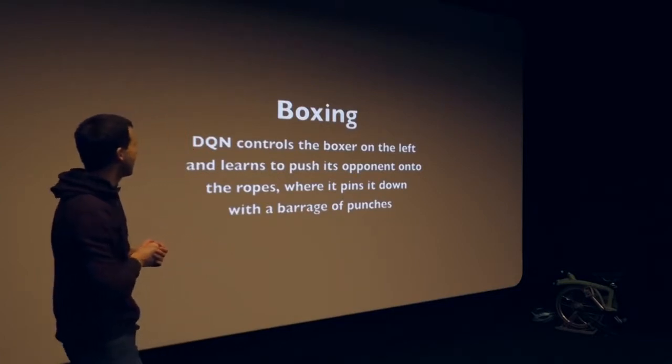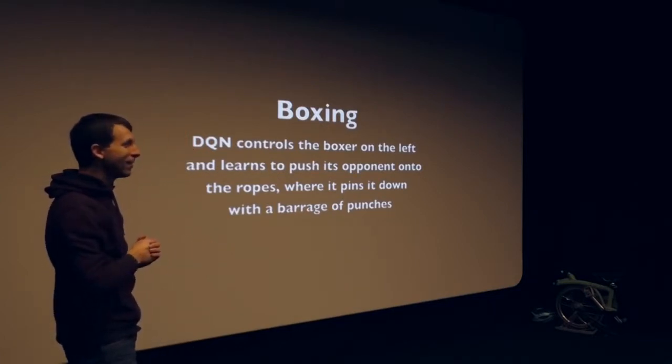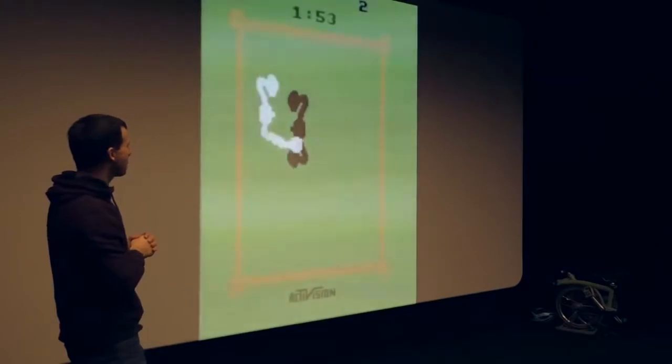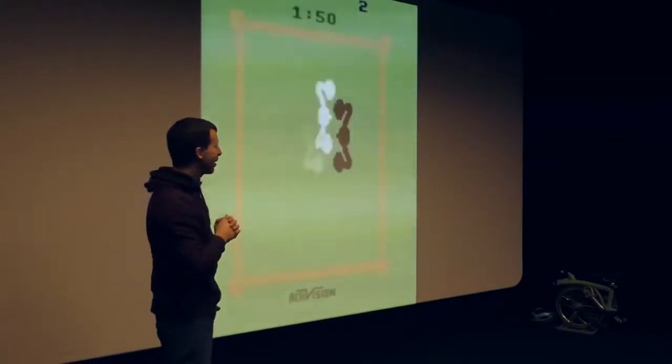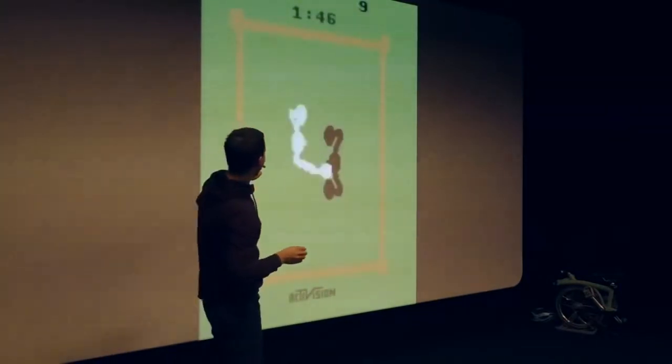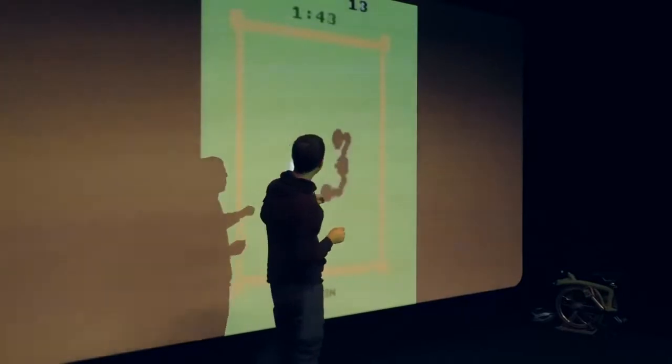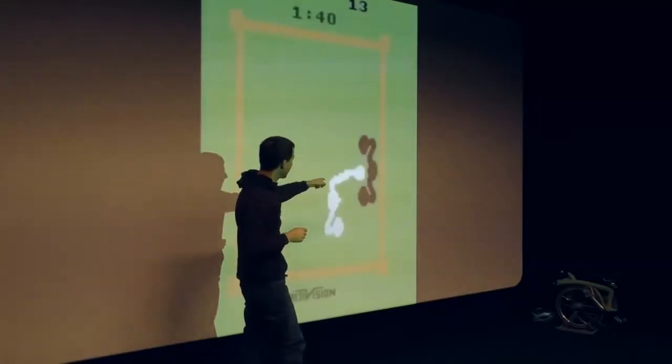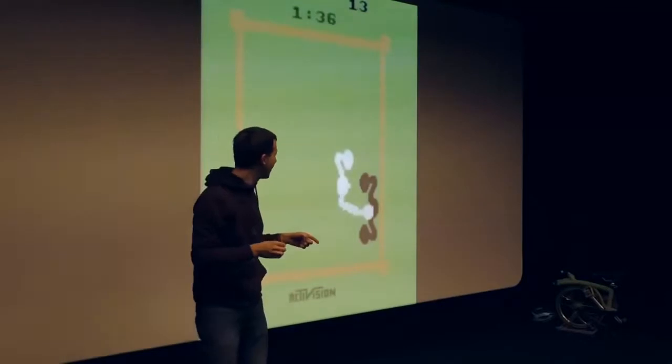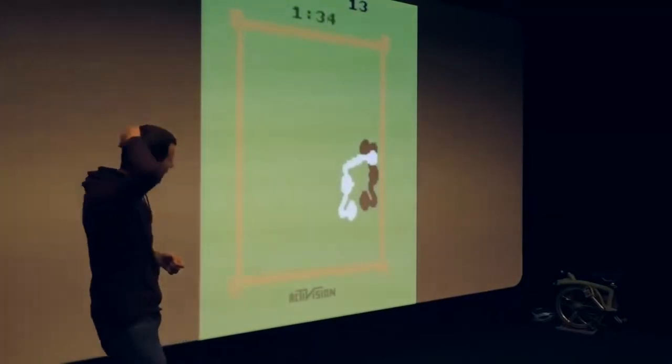This game, Boxing, again, a little bit of a strange Atari game. I don't think racial stereotypes are intended with this one, but anyway, we're controlling this one on the left and learning this strategy of pummeling this other guy into the corner there.